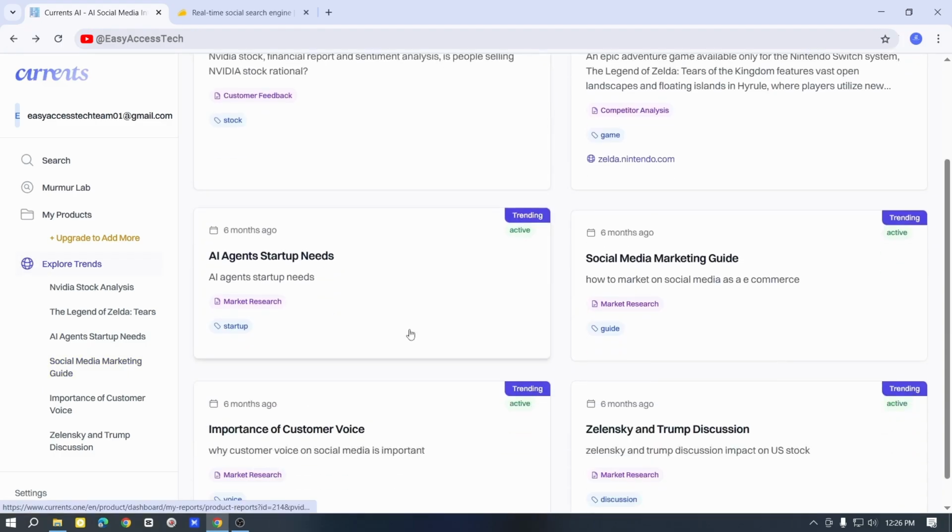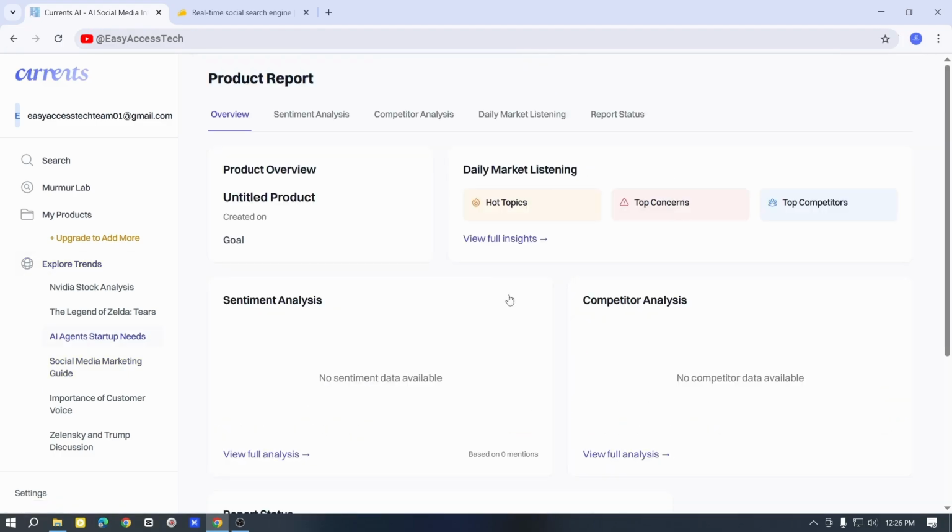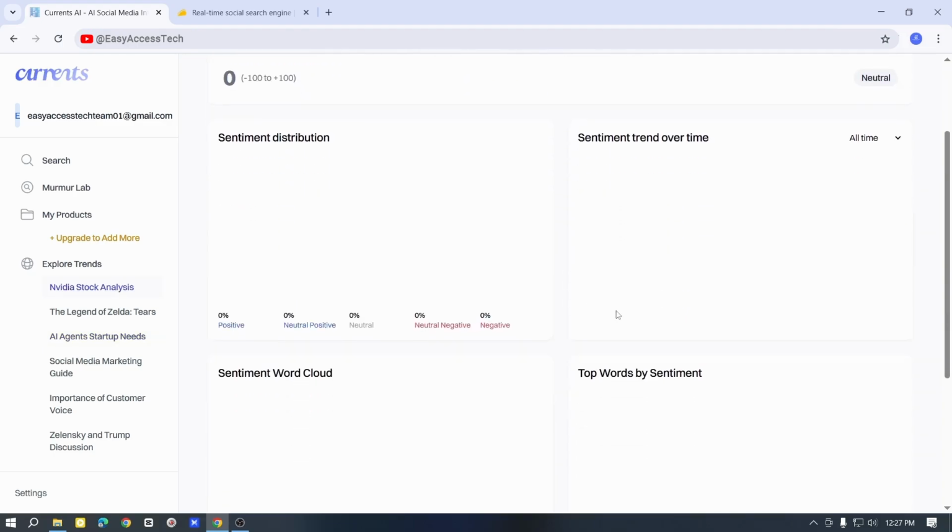So right now, Currents has more AI features. It does not just collect data but also explains it in simple terms. So the dashboard shows clear charts, graphs, and recommendations. So even if you are not a data expert, you can understand what action to take. Now the tool is designed to be beginner friendly but still powerful enough for big businesses.